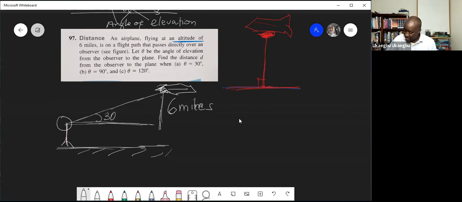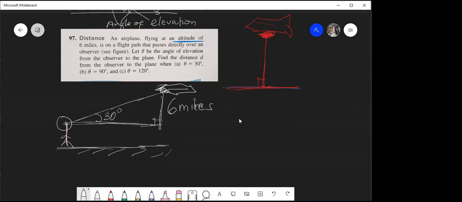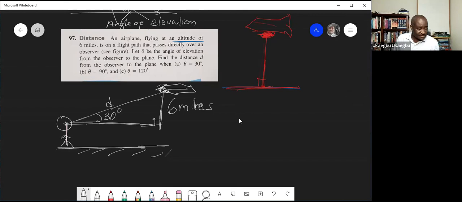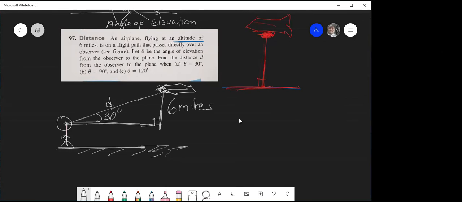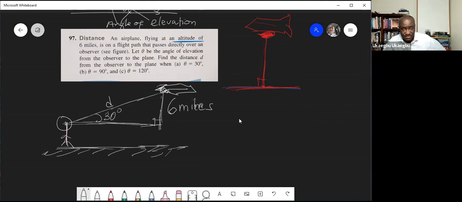Did you see what I just did right now? And they are asking us to do what? Let theta be the angle of elevation. You see, theta is the angle of elevation to see this plane. And what else do they want? They want to find the distance from this plane to this observer. So find the distance. All right. Can you see a right triangle? Yes. So we just created a right triangle out of this description.